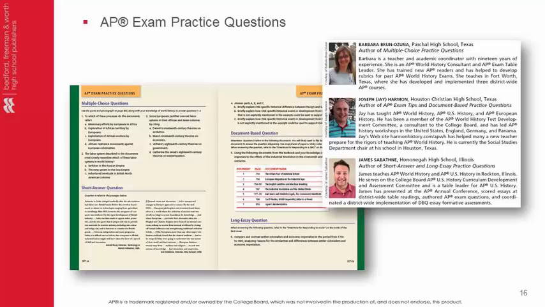We placed AP exam practice questions at the end of each part. You can see here that you have 3 stimulus-based multiple-choice questions, 1 short answer question, 1 discussion-based question, and 1 long essay question per AP exam practice section. These new questions were written by longtime AP teachers and exam readers Barbara Bronozuna, Jay Harmon, and James Sabathney.